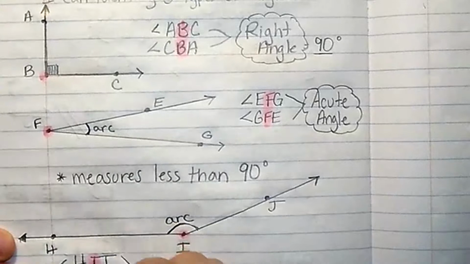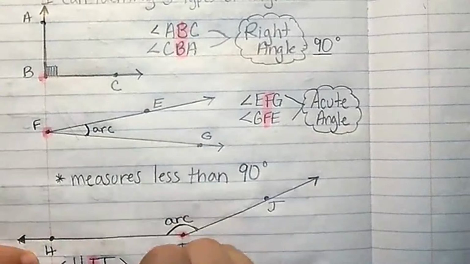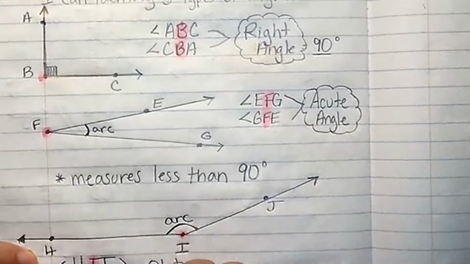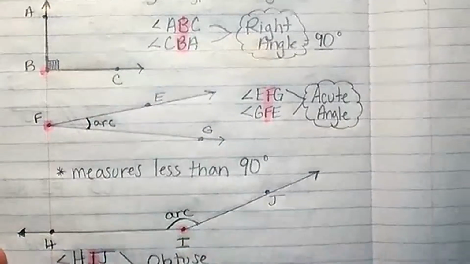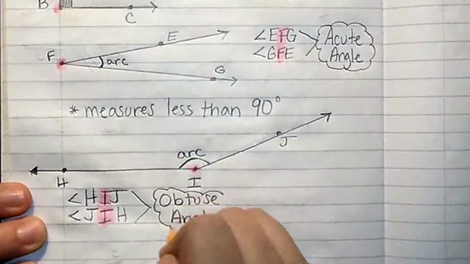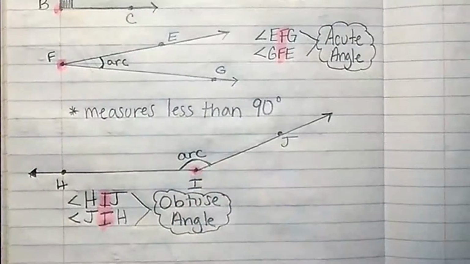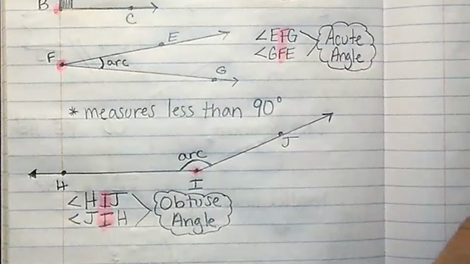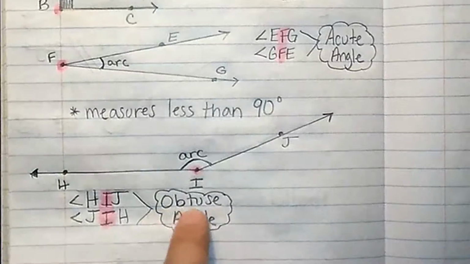And this is called an obtuse angle. An obtuse angle is a big angle. Obtuse sometimes reminds me of the word obese. Sometimes they talk about childhood obesity on the news, or even adult obesity. Obtuse, obese.